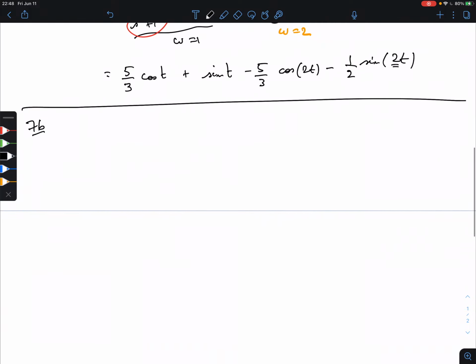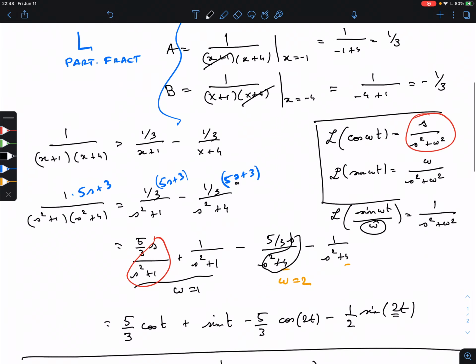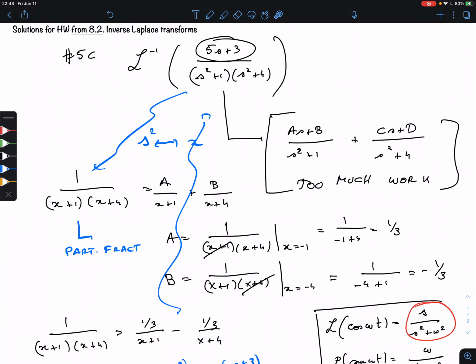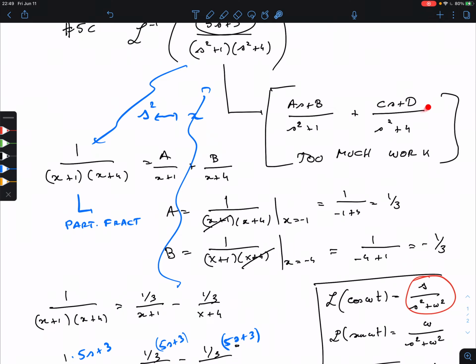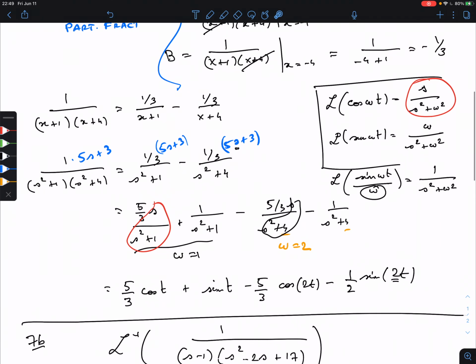So 7b was the inverse Laplace of 1 over (s minus 1) times (s squared minus 2s plus 17). Yeah, so going back to the previous one, if you would not have done it this way, you would invest a lot of effort in finding A, B, C, and D, whereas this method gives you what A, B, and C are. But you might say, okay, are we now doing something completely different? No. If you expand this it gives you As plus B, and this will give you Cs plus D. So you actually find these coefficients just simply that way.